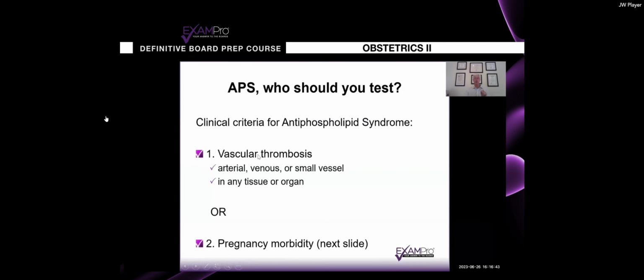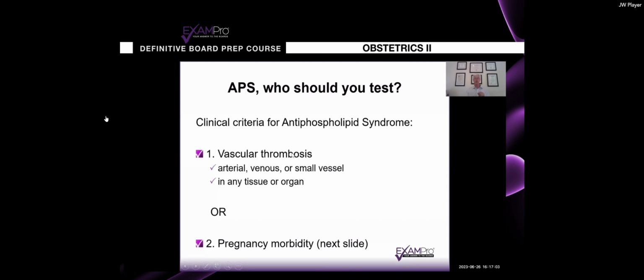There is one thrombosis criterion and two pregnancy criteria, which we'll get to on the next slide. Anyone who comes in for prenatal care and has had any type of vascular thrombosis should actually be tested for antiphospholipid antibody syndrome. Any DVT, PE, anything in the back. And this goes across the board.